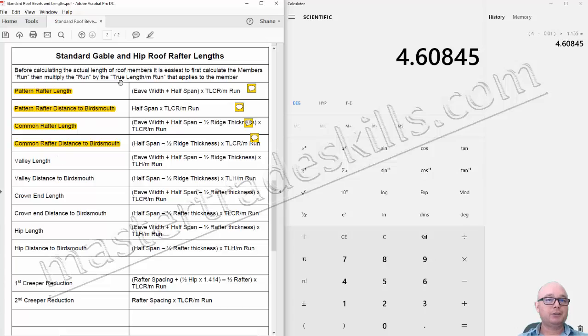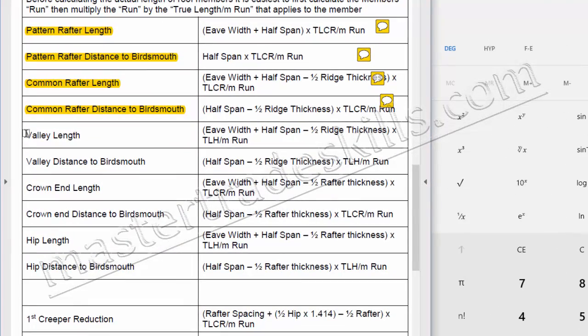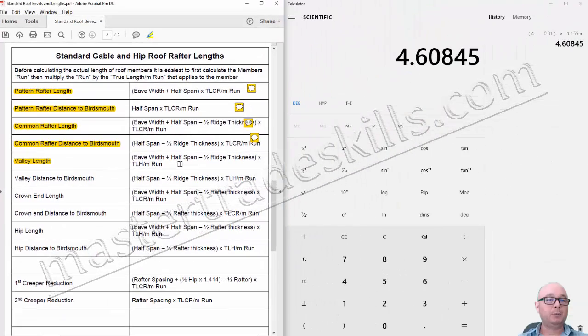So the next calculation is for valley length. The formula for valley length is eave width plus the half span minus half the ridge thickness, in brackets, times by this time the true length of hip per metre run. So when you're calculating hips or valleys, you'll multiply by the true length of hip per metre run.